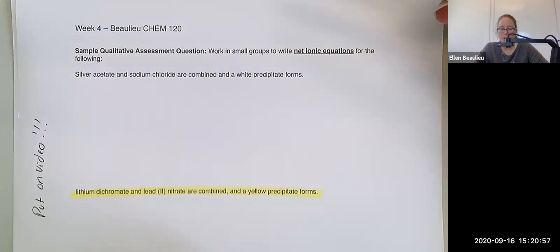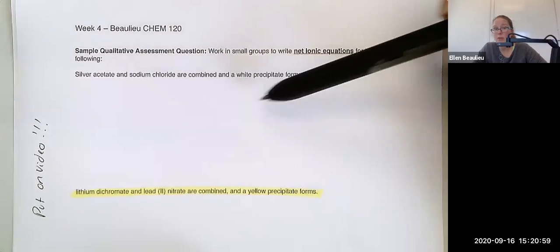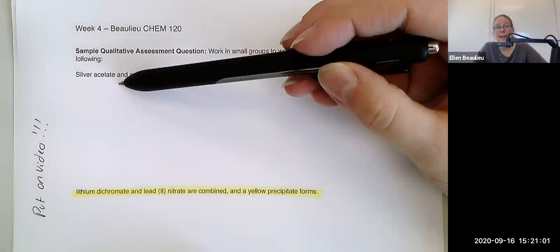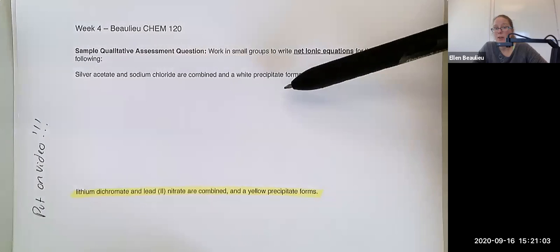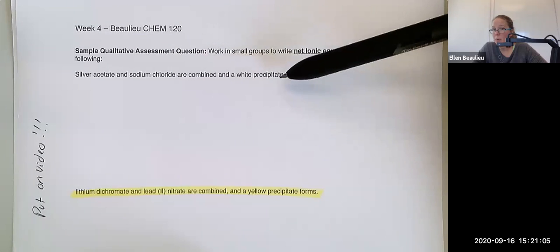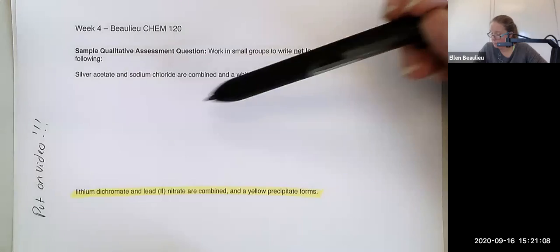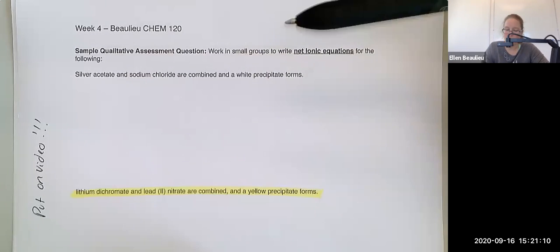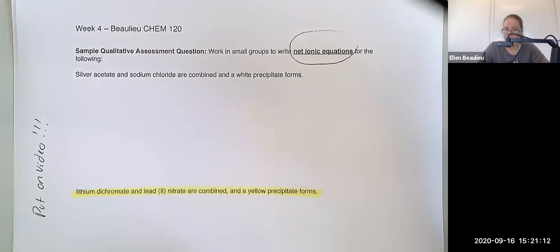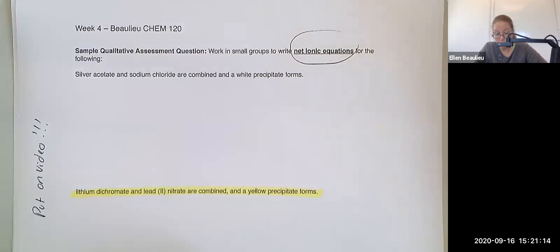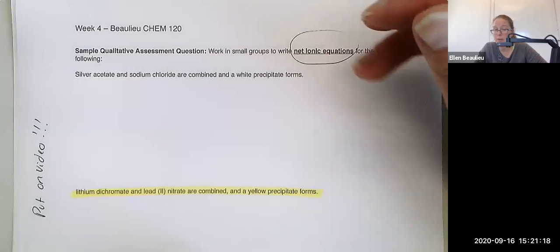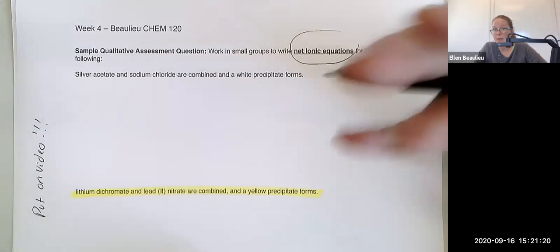I recommend you pause this video and try to work these yourselves. So take these chemical names and use the observation of the experiment to determine what chemical reaction occurred and write that net ionic equation for both of these. So I'll encourage you to pause the video, try to work these on your own, and then come back to this video.